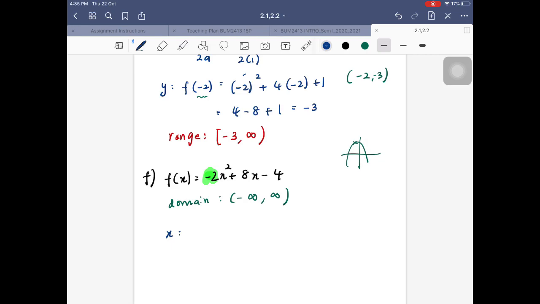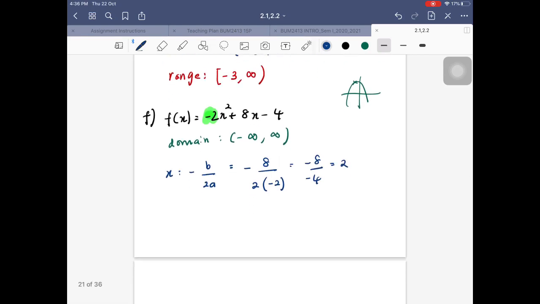Right, so the x coordinate is going to be found by using negative b over 2a. And my b value for this case is going to be 8. So I'm going to have negative 8 over 2 multiplied by my a value, which is negative 2. So basically I have negative 8 over negative 4, which is going to equal a value of 2.